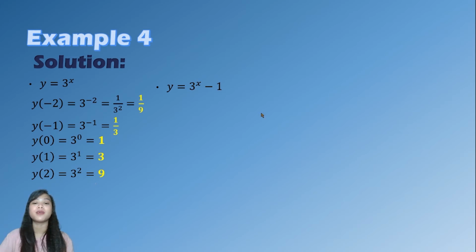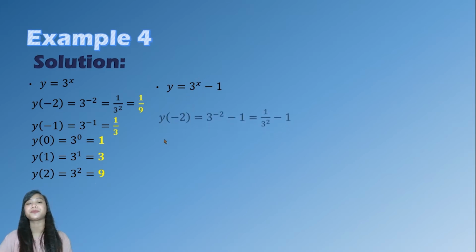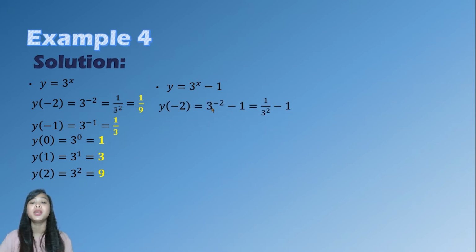So substitute values, the same here, negative 2 to positive 2 for your x in this exponent. So y of negative 2, we have 3 raised to negative 2 minus 1. So 3 raised to negative 2 is equals to 1 over 3 squared. So then minus 1. So 1 over 3 squared, that is 1 over 9.